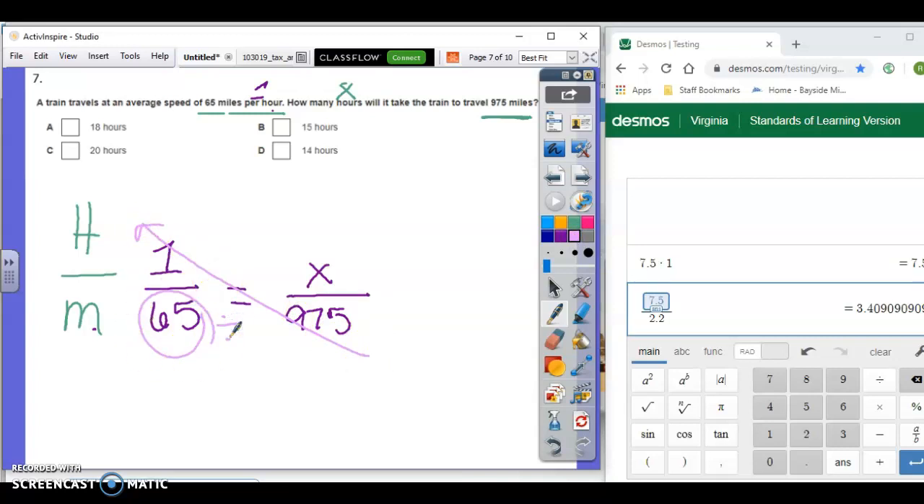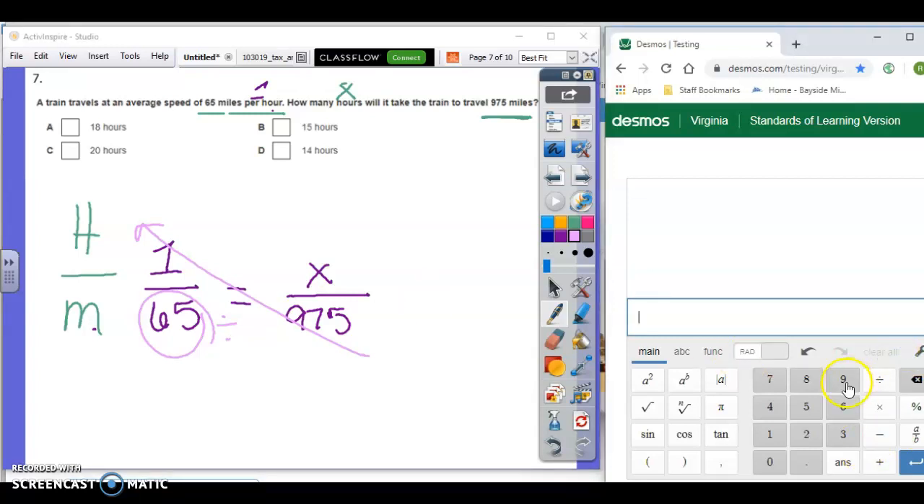So I know that 975 times 1 is just 975. So all I'm going to type in is 975 divided by 65. And that gives me 15. So it would take 15 hours to go that far.